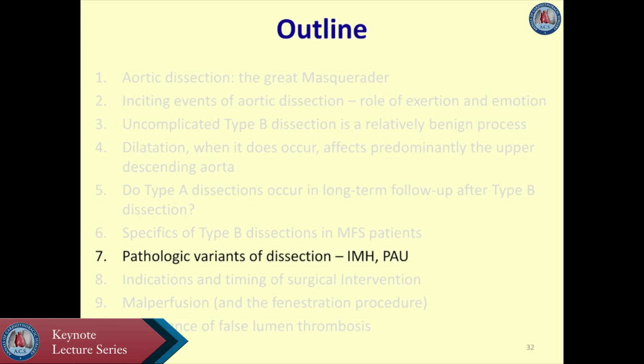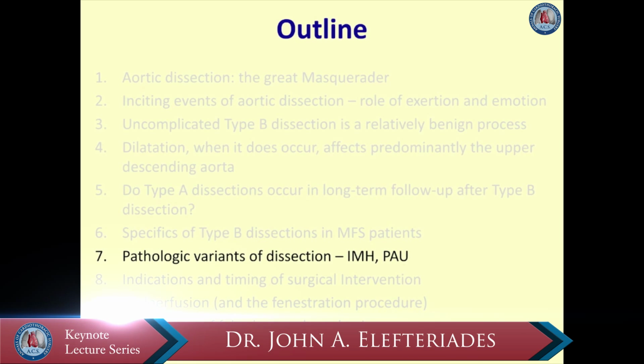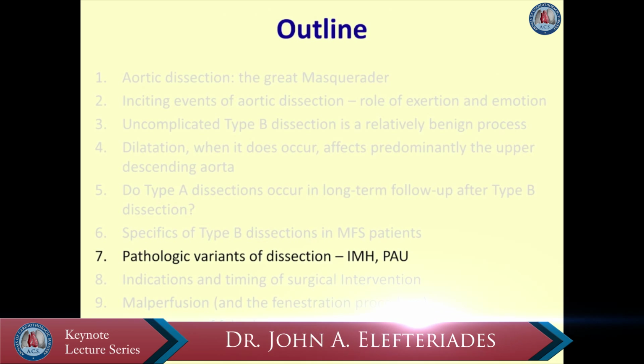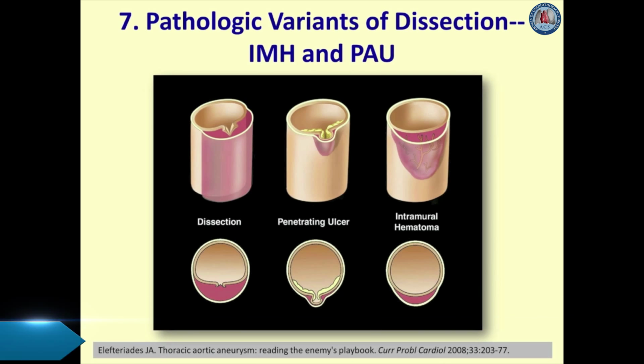Now, these pathologic variants of aortic dissection, IMH and PAU, have garnered a lot of attention clinically and in the literature. You see them depicted here. The critical differentiating factor is that dissection has a flap that goes obliquely across the aortic lumen. The penetrating ulcers look just like duodenal ulcers, but they're in the aorta. And the intramural hematomas, rather than having a flap going across the aorta, only have a crescentic shadow of blood within the aortic wall rather than a flap.